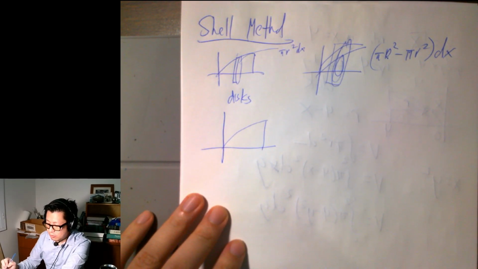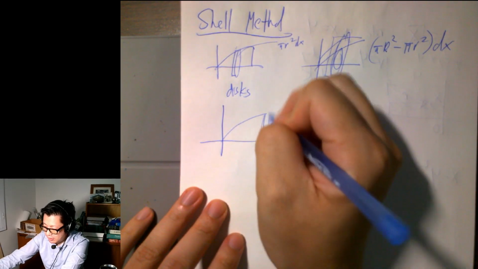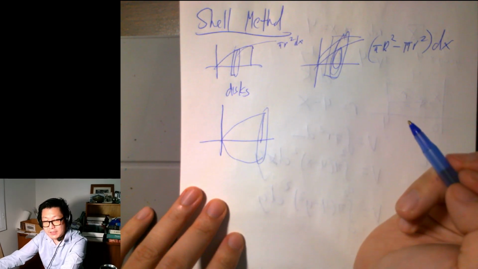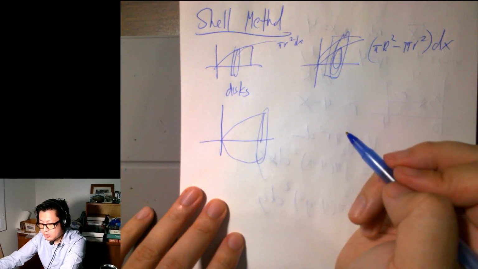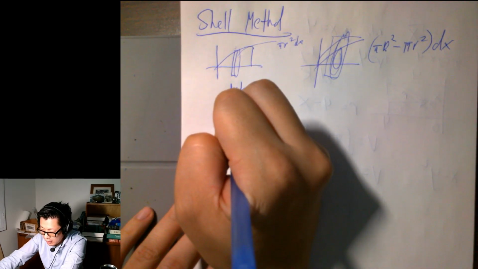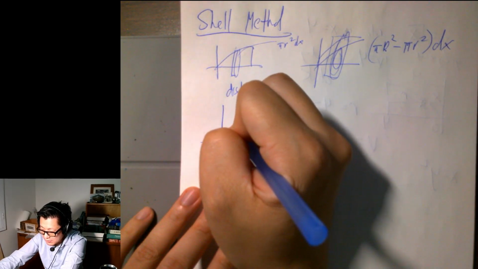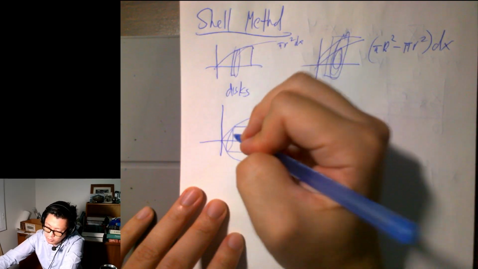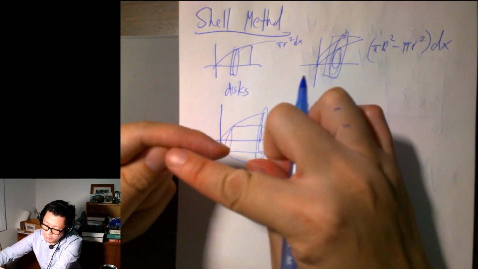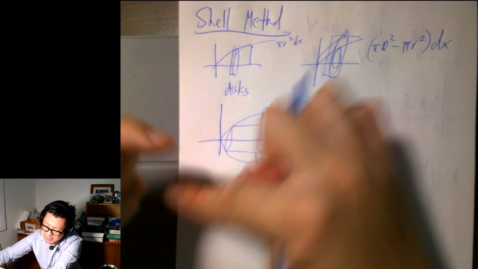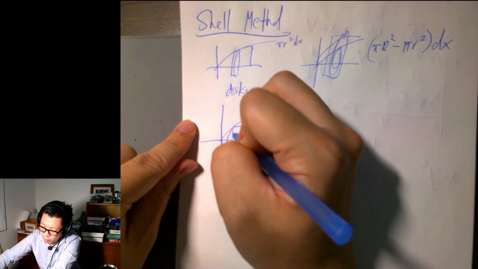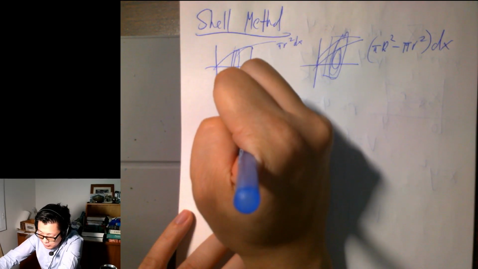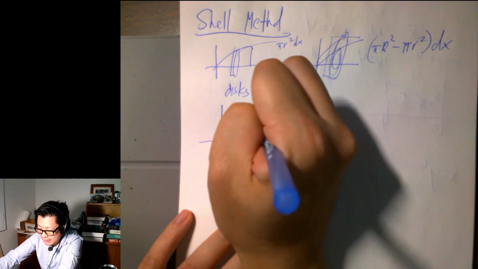The way shell method works is, let's say this is my volume of rotation. Instead of using disks that are perpendicular to the x-axis, I'll end up using shells that are perpendicular to the y-axis. So this represents a little tiny shell. You could think of this as a roll of toilet paper that's slowly being built up, and you're looking at one particular sheet here. That particular sheet has a radius r and a height h.